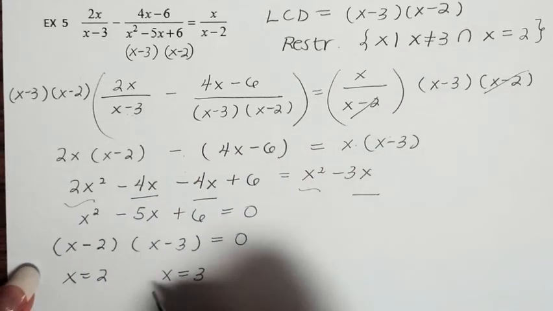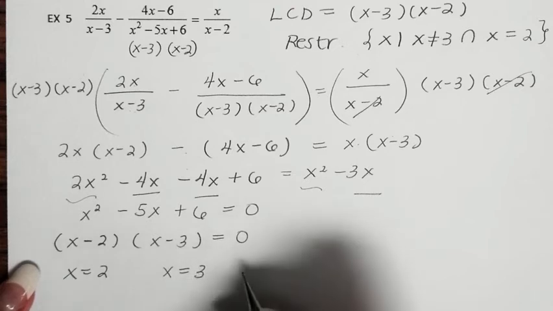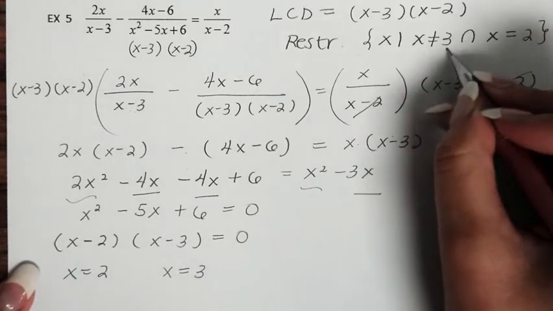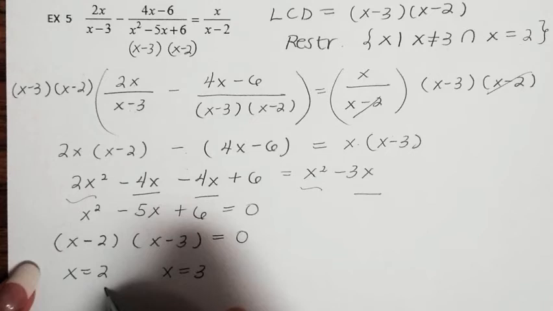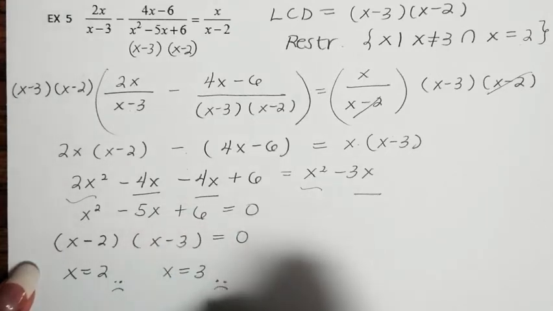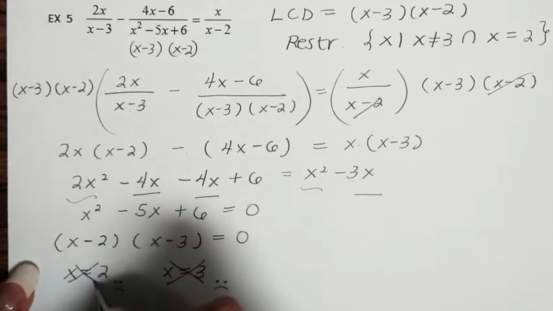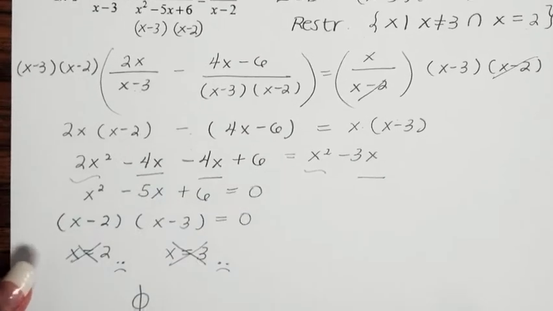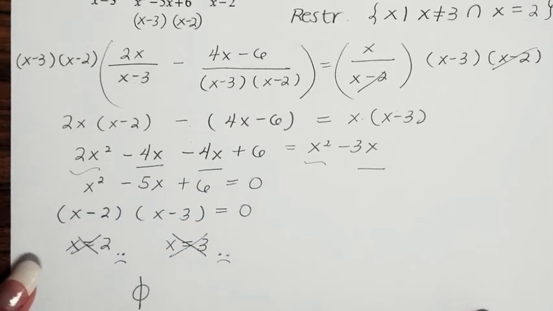Okay, but then you are like, okay, so here I have an issue. What's the main issue? Well, your restrictions. Look at your restrictions. Both of them are restrictions, so we are kind of sad because none of them are solutions. So what's your solution? The empty set. Okay, so the empty set is going to be your solution in this situation.